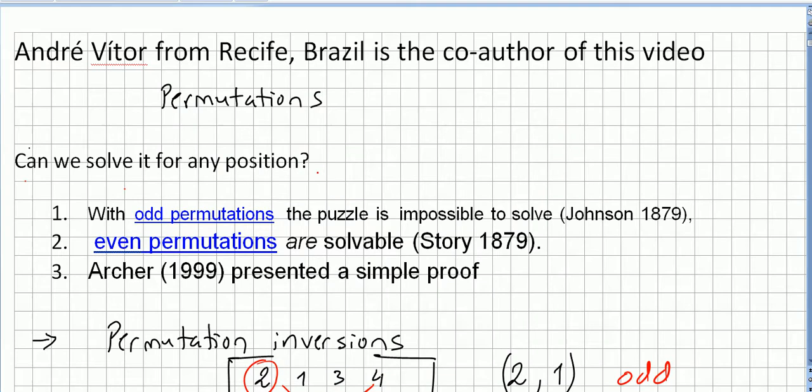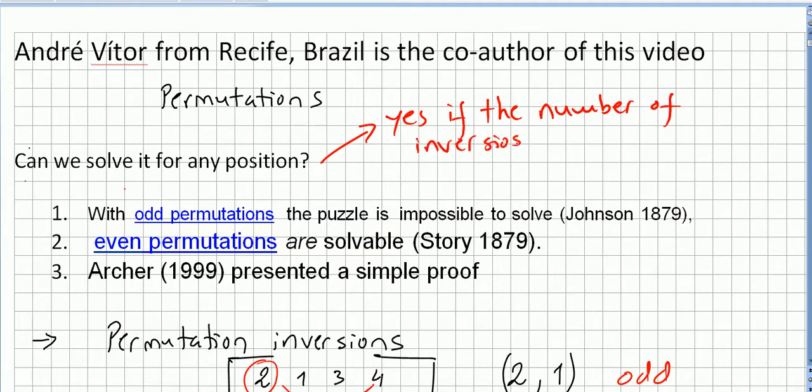So the final answer is, can we solve it for any position? Yes, if the number of inversions is even, and not possible if the number of inversions is odd.